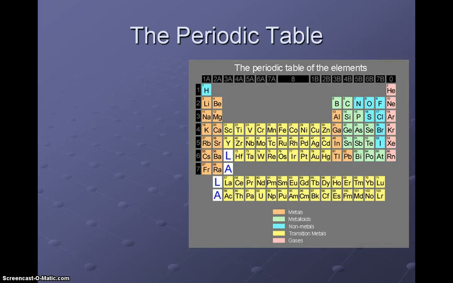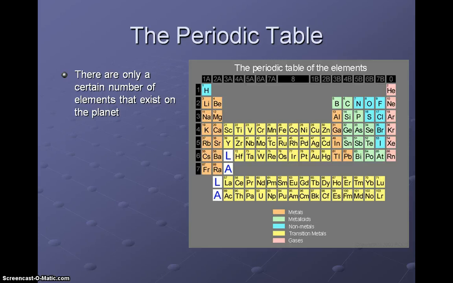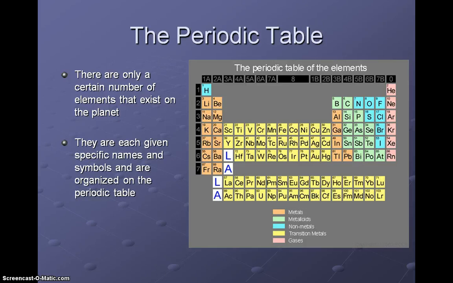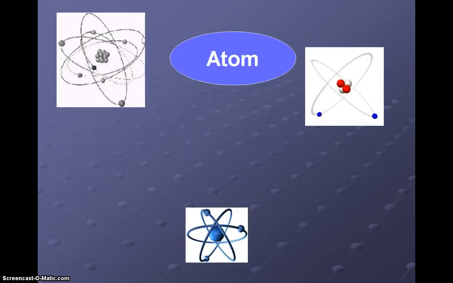All of the elements that exist can be found on the periodic table. There are only a certain number. There are more being created, and some aren't on the periodic table that you see here; they are being created in labs. But for now, we have discovered pretty much all of the stable elements that exist on the planet. We're going to learn how the periodic table is organized. The elements are given symbols and they all have specific names, and you will start to learn those in the next few days.